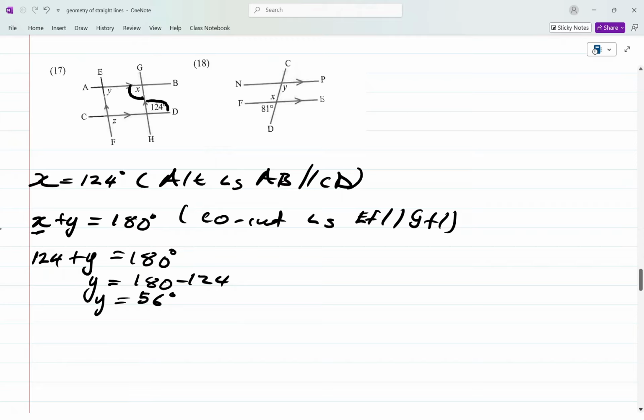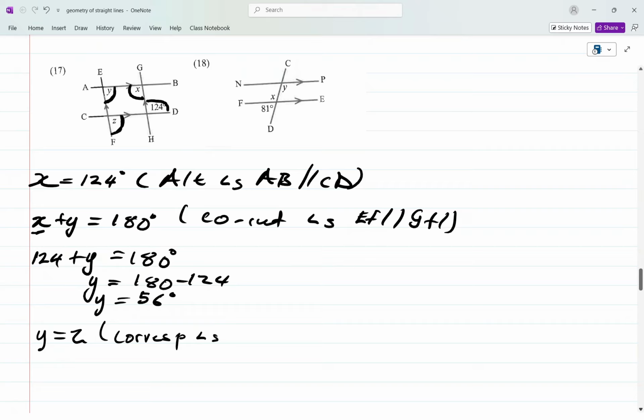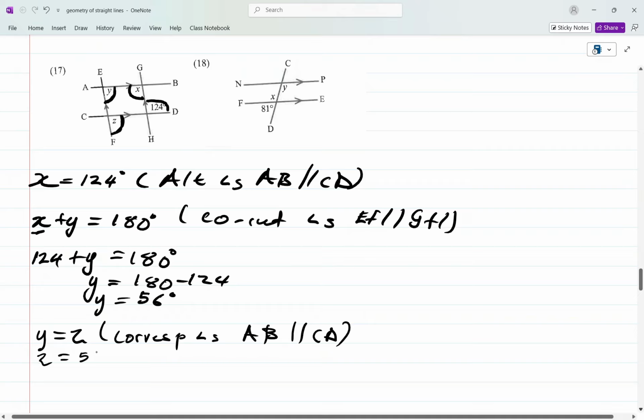However, I know that Y is the same as Z. If you may check here, this value of Y will be the same as the value of Z. They are found on an F shape, corresponding. Then my reason for this will be corresponding angles, because AB is parallel to CD. And then I have found my Y to be 56. Then I can safely say Z will also be 56 degrees.